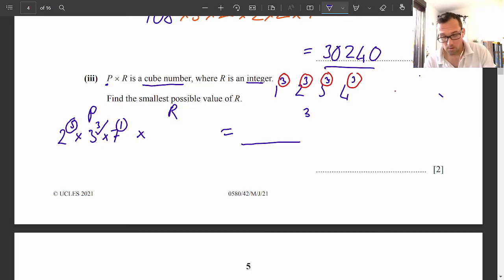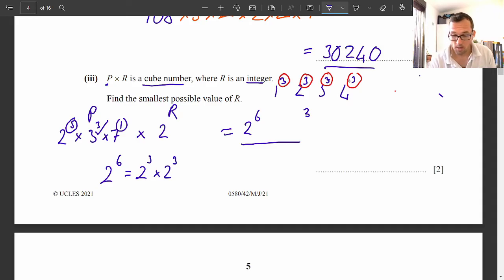So what do we need to multiply 2 to the power of 5 by to make it cubed? Now, if we multiply with another 2, we'll end up with 2 to the power of 6. Is that a cube number? Yes, because 2 to the power of 6 is 2 cubed times 2 cubed. As I said, the 3 cubed is fine, and then 7 to the power of 1, we need to multiply it by 7 squared to give us 7 cubed. And in the middle we have 3 cubed.